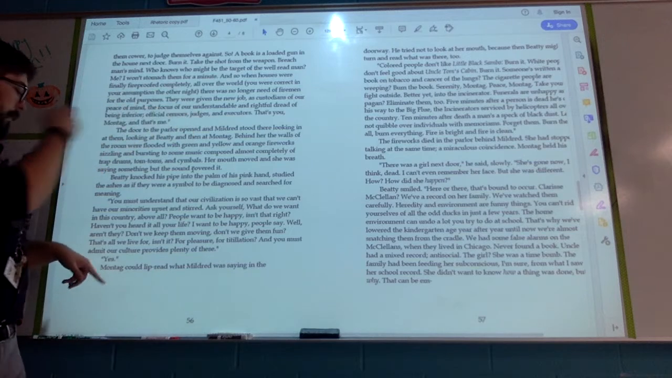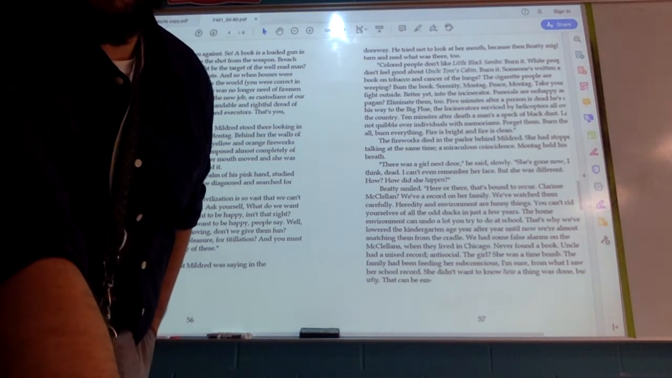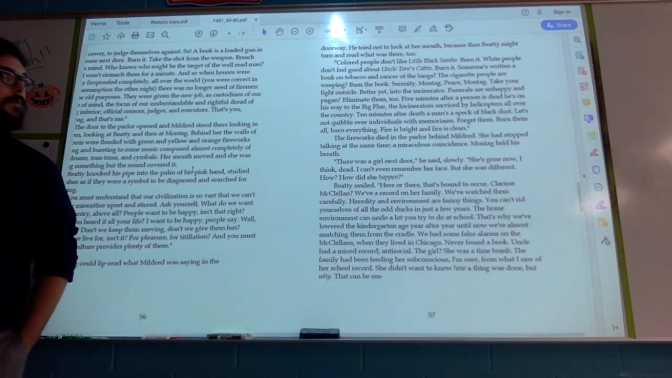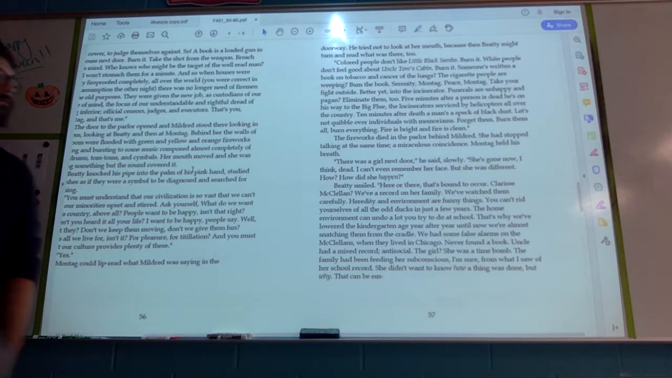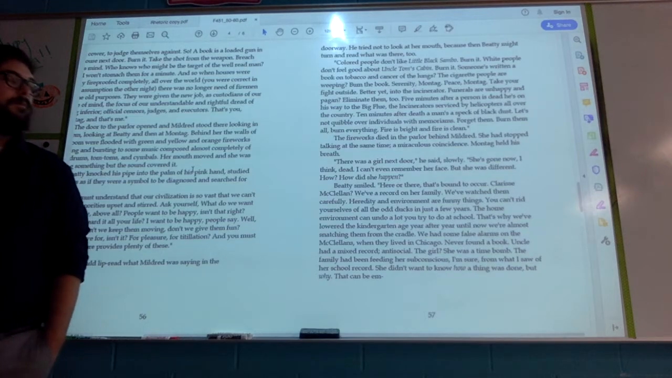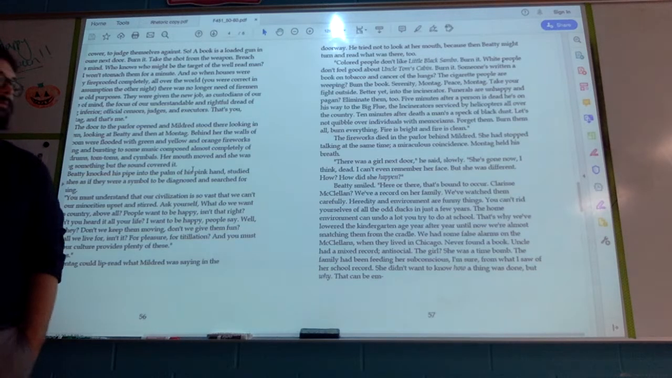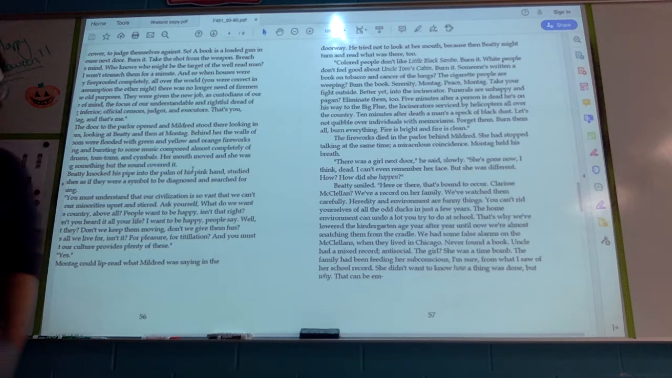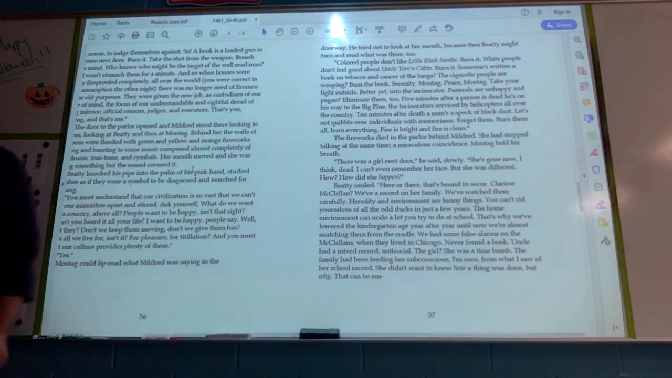Montag could lip read what Mildred was saying in the doorway. He tried not to look at her mouth because then Beatty might turn and read what was there too. Colored people don't like Little Black Sambo, burn it. White people don't feel good about Uncle Tom's Cabin, burn it. Someone's written a book on tobacco and cancer of the lungs? The cigarette people are weeping. Burn the book. Serenity, Montag. Peace, Montag. Take your fight outside. Better yet, into the incinerator. Funerals are unhappy and pagan? Eliminate them, too. Five minutes after a person is dead, he's on his way to the Big Flue. The incinerators are serviced by helicopters all over the country. Ten minutes after death, a man's a speck of black dust. Let's not quibble over individuals with memoriams. Forget them.